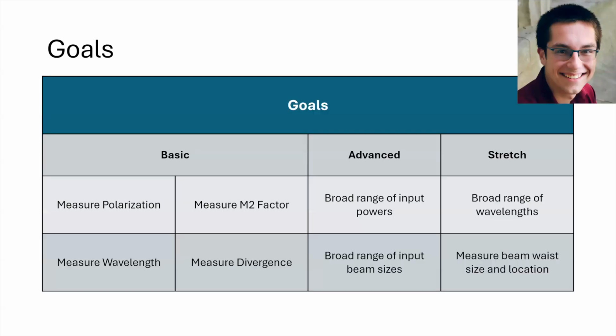So for our basic goals for this project, we want to measure the polarization, wavelength, M squared factor, and divergence. For our more advanced and stretch goals, we want to have a broad range of input powers, broad range of input beam sizes, broad range of wavelengths, and if possible, we also want to measure where the beam is and how big it is.